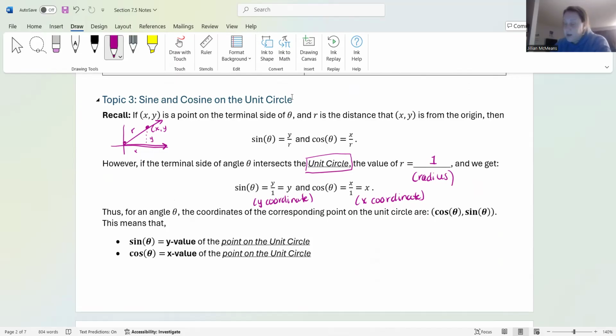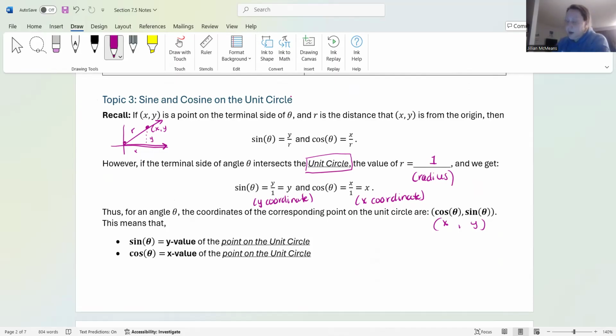So then I follow up and I say, thus, for any angle theta, the coordinates of the corresponding point on the unit circle can be defined as (x, y), or really (cosine of theta, sine of theta), because cosine is really our x coordinate and sine is really our y coordinate, assuming you're on the unit circle where r is exactly 1.